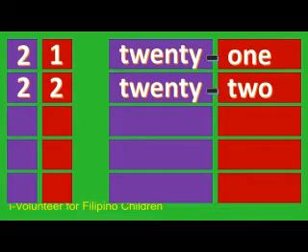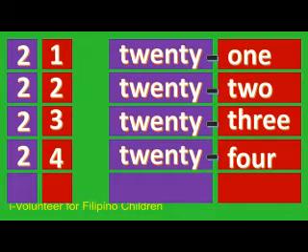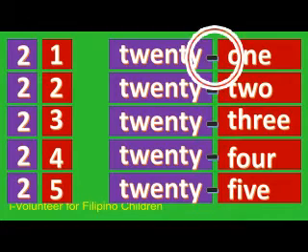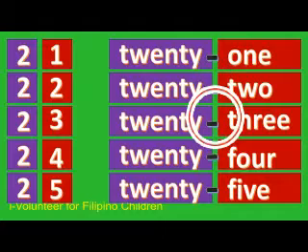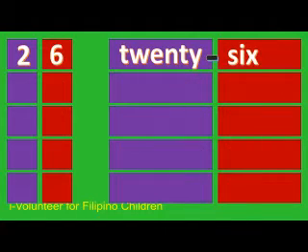22, 23, 24, 25. Please take note that from 21 until 99, you need a special character called hyphen in order to join the tens and the ones. Let's continue writing.